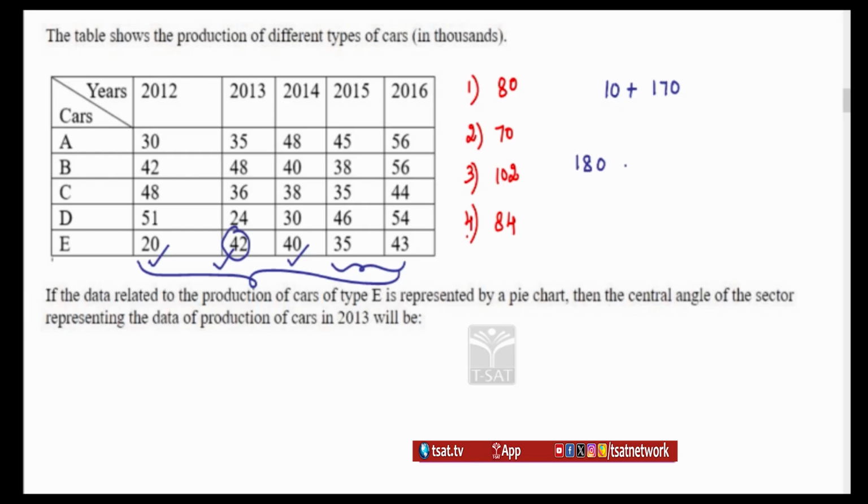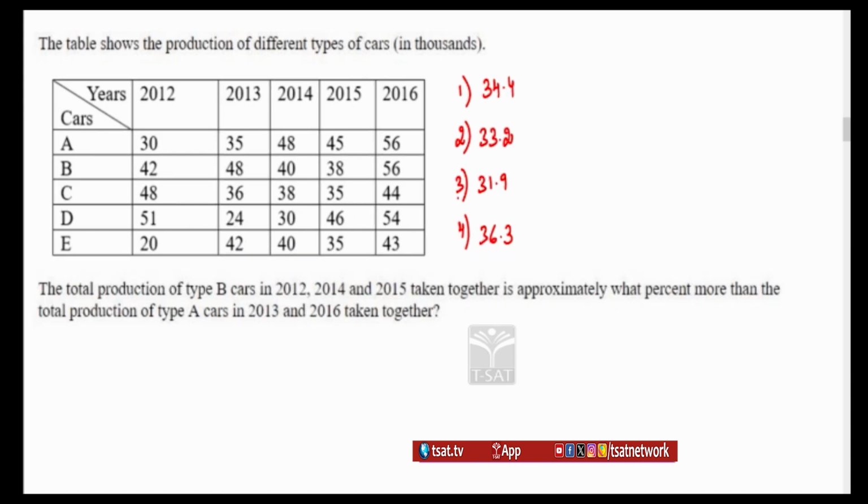There are 180,000 cards. This 180 actually represents 360 degrees when you represent it in a pie chart. Now 2013 is only 42. Therefore 42,000. If 180 into 2 is 360, then 42 into 2 is 84 degrees. So it represents 84 degrees there. So the answer is 84. Look at the next one.